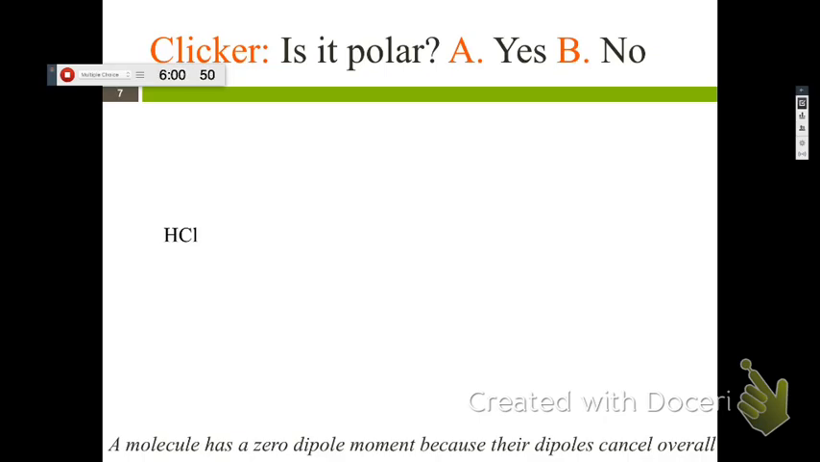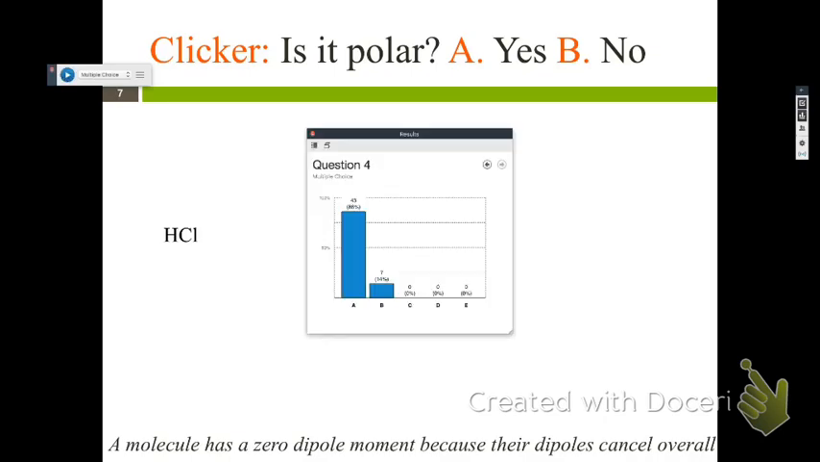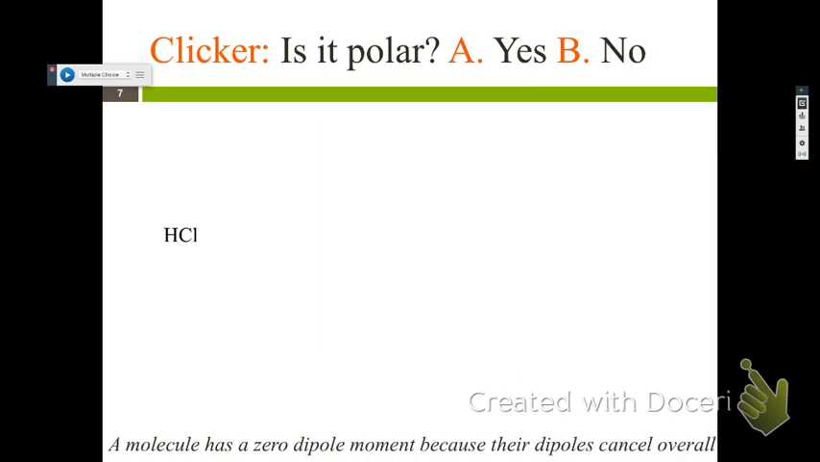So first one, we have an answer clicked in. We have a majority of the class saying that, yes, this is polar. How do we determine that HCl is polar? Matthew? It's a diatomic molecule, because there's only 2 atoms, so it's linear. Great. With a total of 8 valence electrons, there's going to be 1 bond and 3 sets of lone pairs on the chlorine. Great.